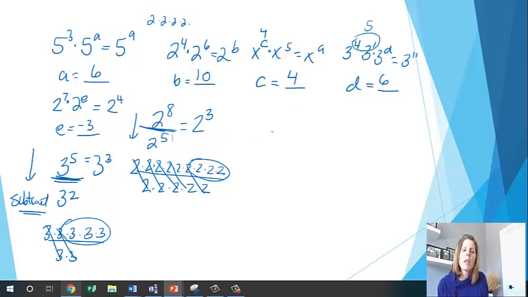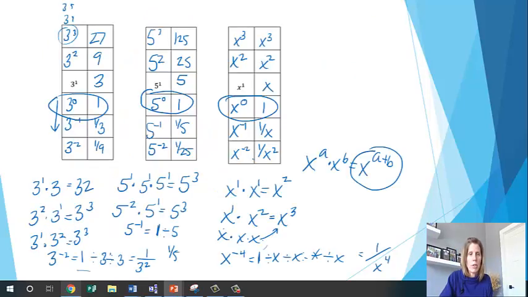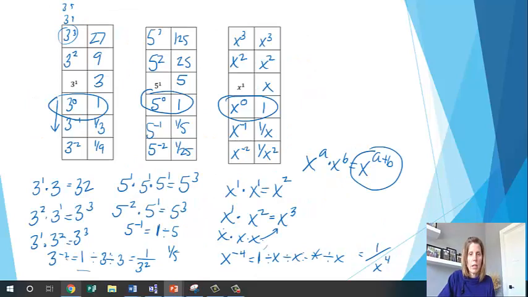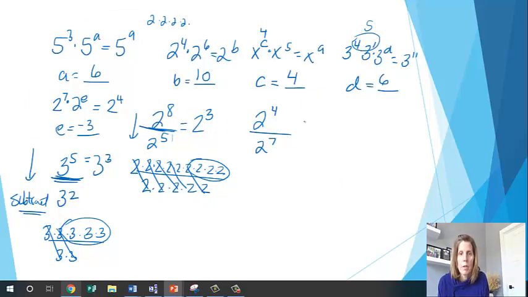Okay, so let's do one where it's flip-flopped a little bit. Let's say I have 2 to the 4 over 2 to the 7. Now notice I'm kind of in a bind because there's a bigger number on top. So I'm going to go back to my 2 table just a second here. Notice I'm at 2 to the 4 and I need to divide by 2 to the 7th, which means I need to move down 7 spaces. So if I move down 1, 2, 3, 4, 5, 6, 7, please notice that leaves me at 2 to the negative 3.